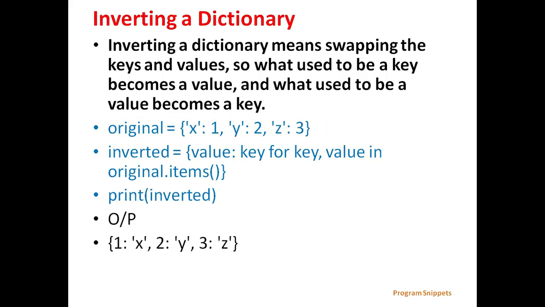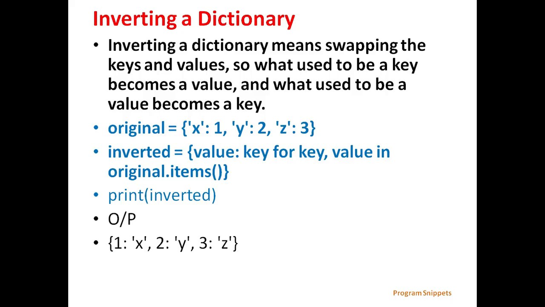We can use dictionary comprehension for inverting a dictionary, which means swapping the keys and values. So what used to be a key becomes a value and what used to be a value becomes a key. For example, here we have defined a dictionary with key as x and value as 1, key as y and value as 2 and key as z and value as 3. And we will create a new dictionary for inverting where we will interchange the value and key. And when we execute, it will give the output as, for key 1 it will give the value x, for key 2 it will give the value y and for key 3 it will print z.